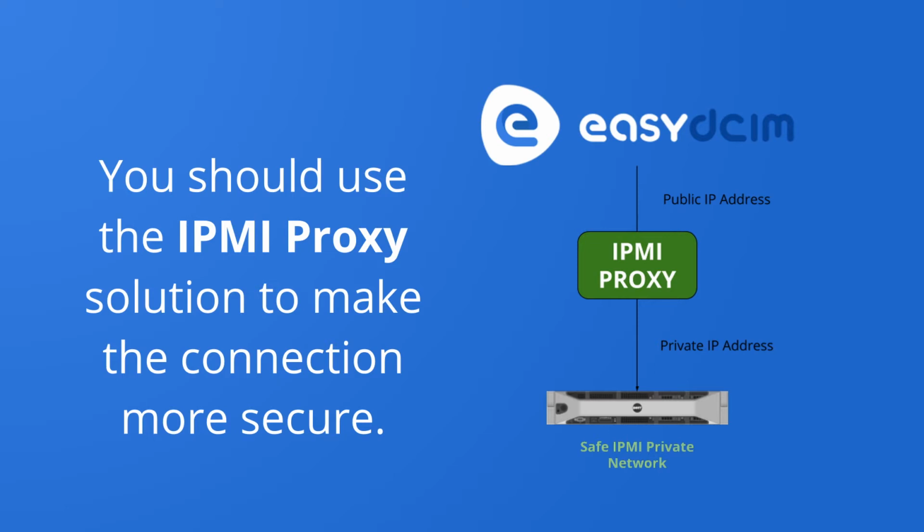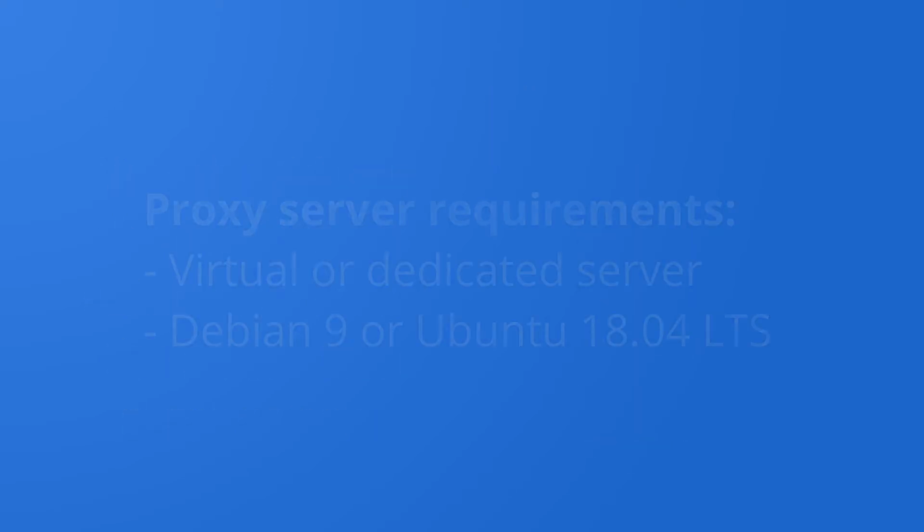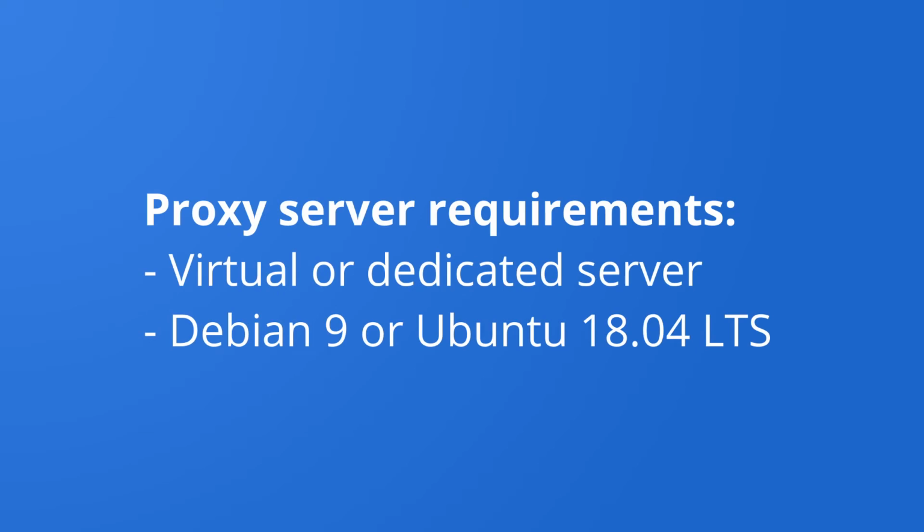In addition, the proxy server can be useful if EasyDCIM does not have access to a private pool of IP addresses. In such cases, all the commands for starting, restarting, or shutting down the device will be executed through the proxy server. Before configuring a proxy server, you need to prepare a virtual machine or dedicated server based on Debian 9 or Ubuntu 18.04 LTS operating system.